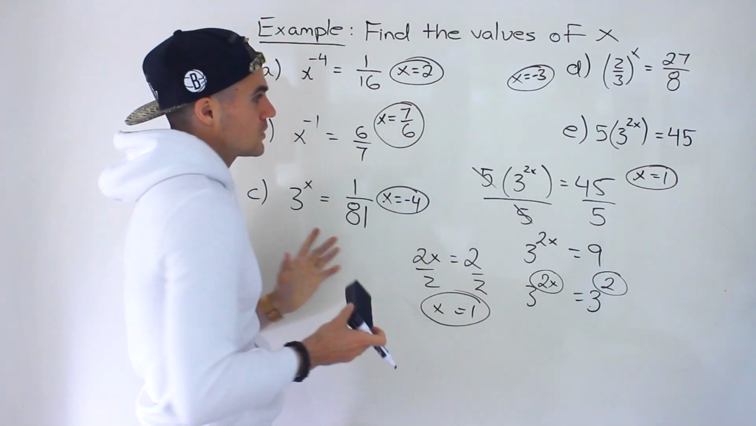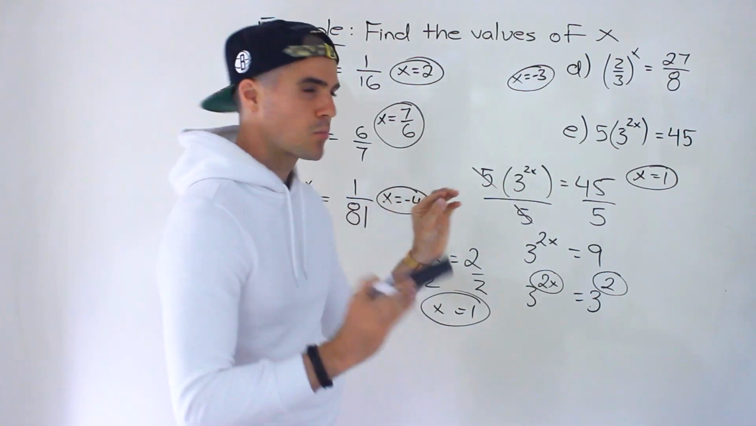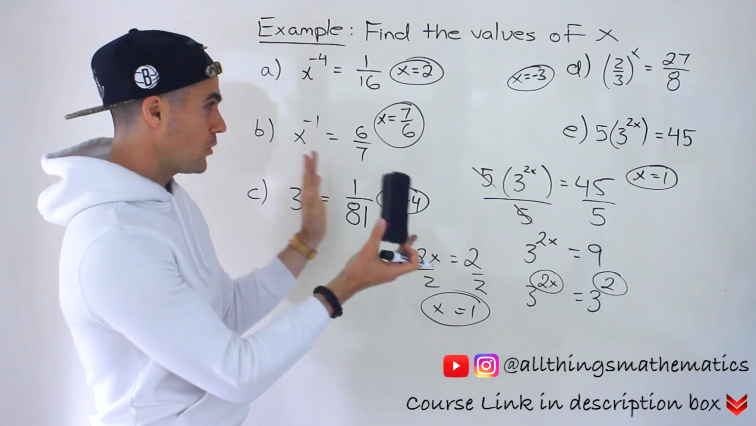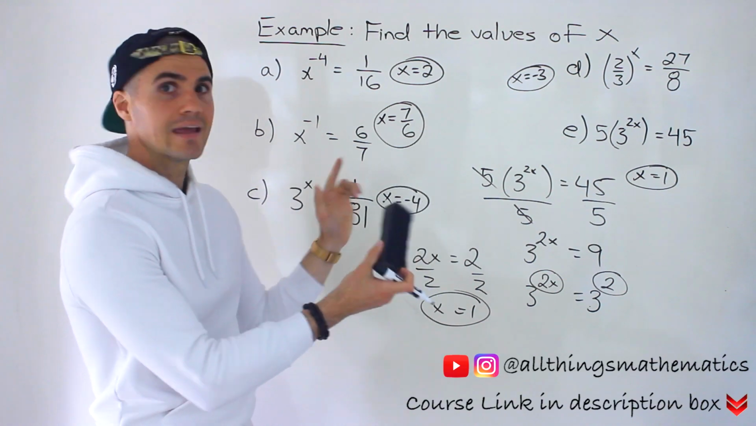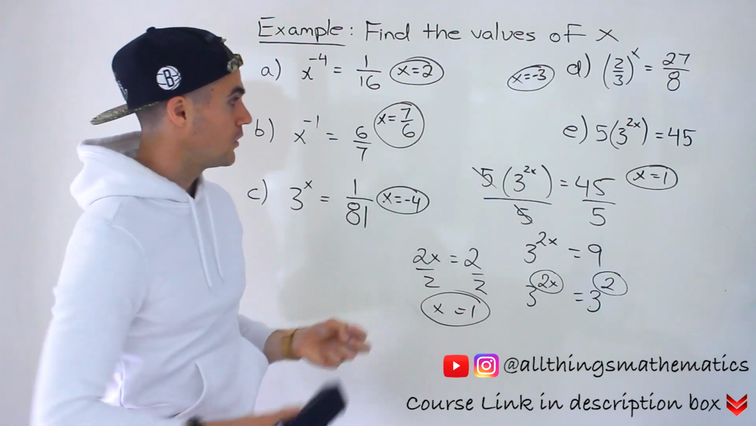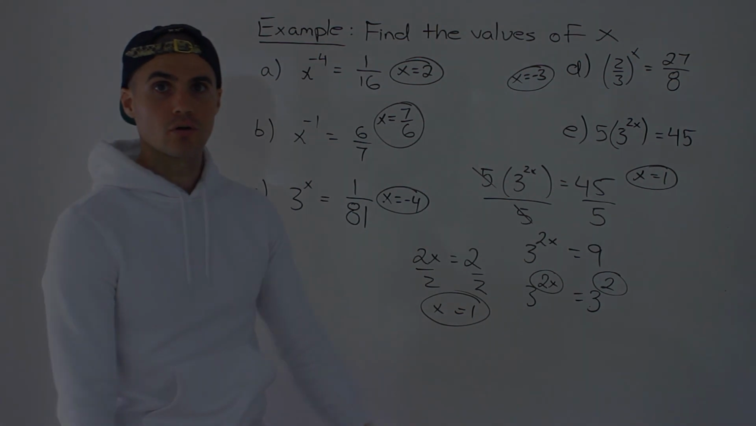So with these kinds of questions, that's the way that I personally would do it. It's more like a puzzle. As I said, what you have to do is try to get both sides to be in the same format. And then from there, once they're in the same format, you can see what that variable is equal to.